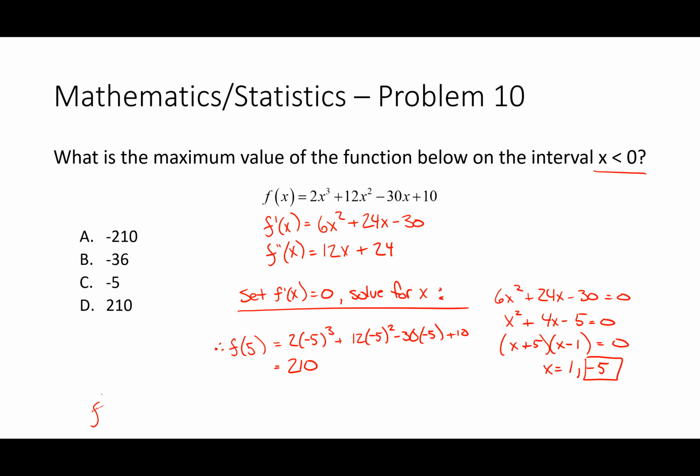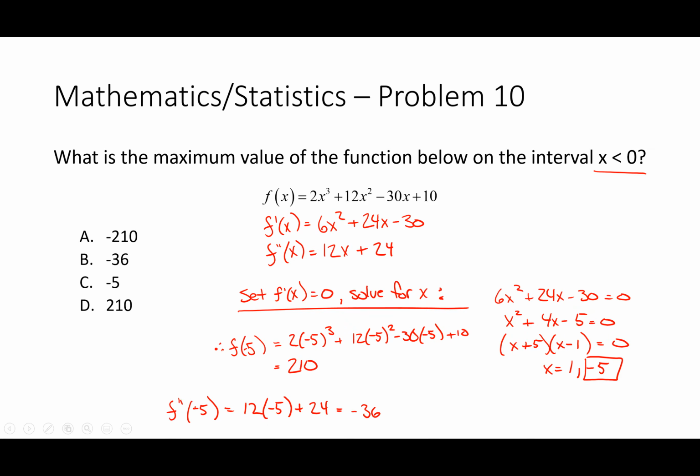I don't know what happened there. I think that was my zoom function here. Let's take the second derivative and plug in, sorry, that's minus 5. Let's plug in minus 5. So 12 times minus 5 plus 24. And if you plug that in, you should get minus 36.